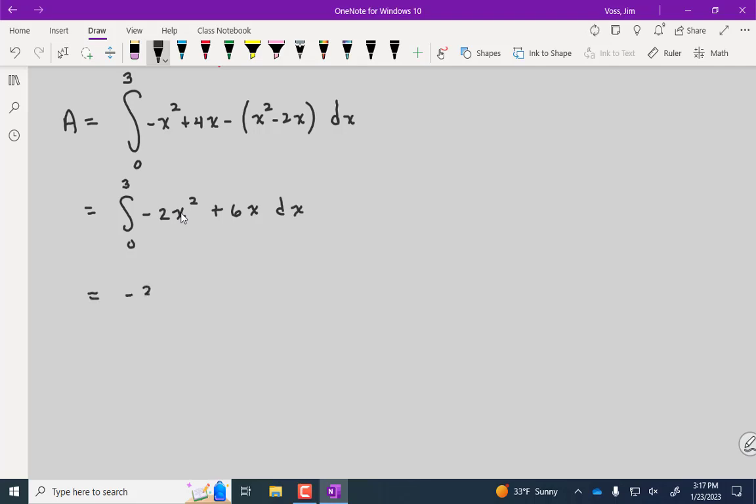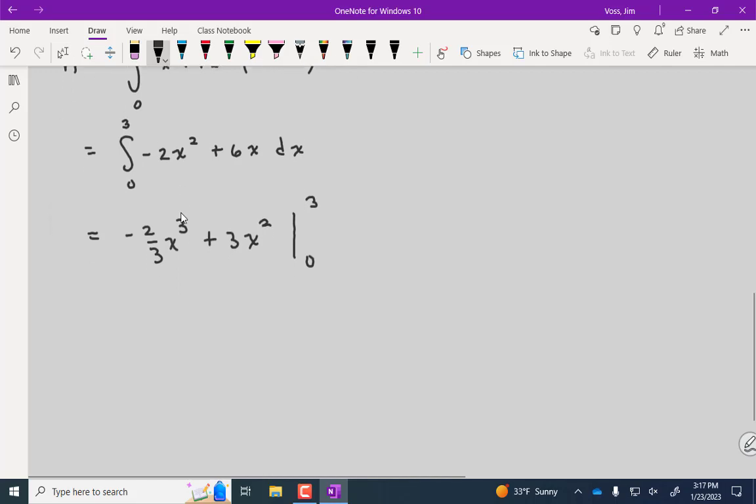And then we can go ahead and use the power rule to integrate this. Anytime you have a power of x, that's how we'll integrate it. Add 1 to the exponent, divide by the new exponent. And then we plug in our limits of integration and take the difference.